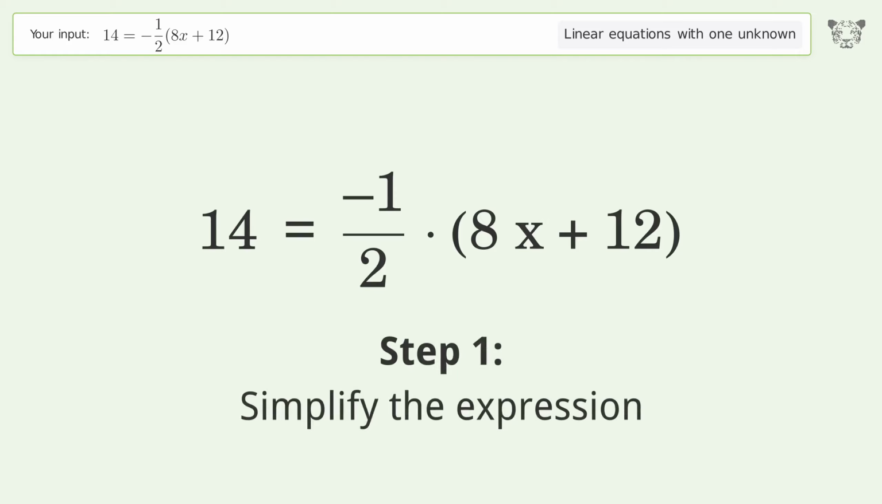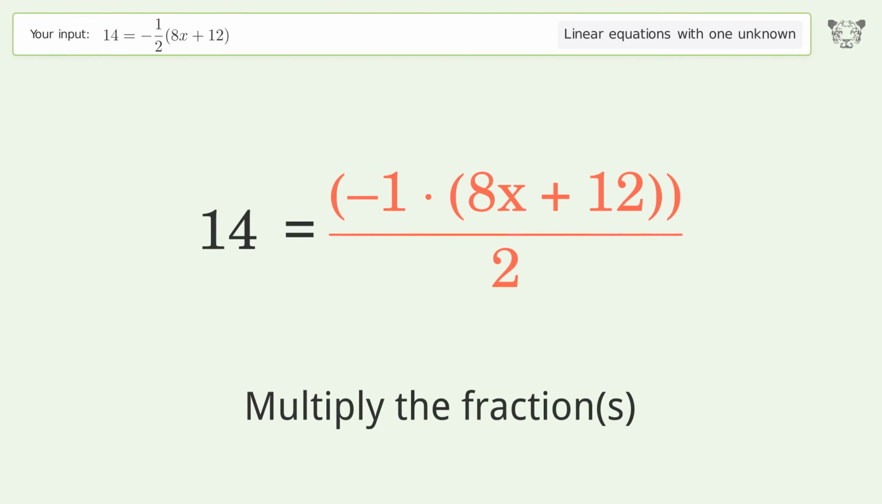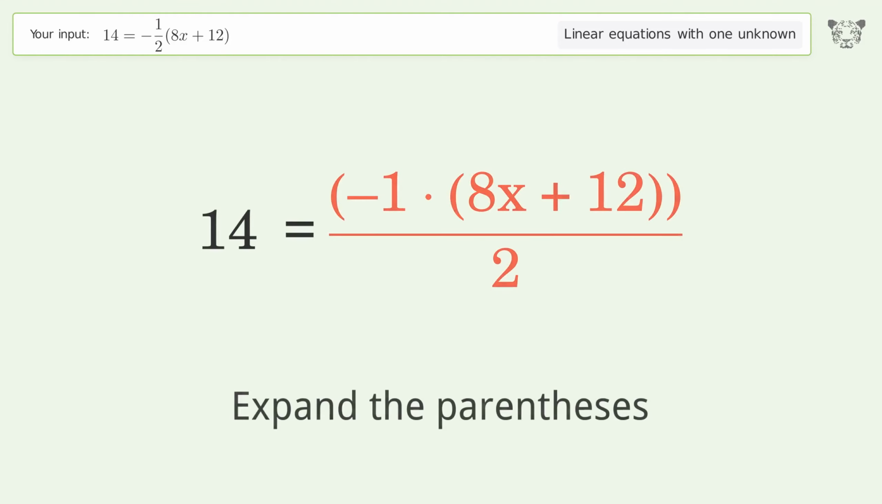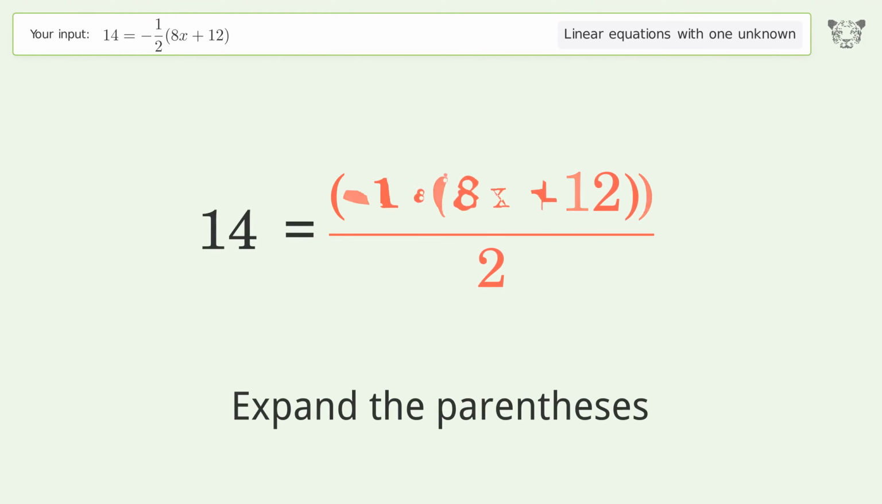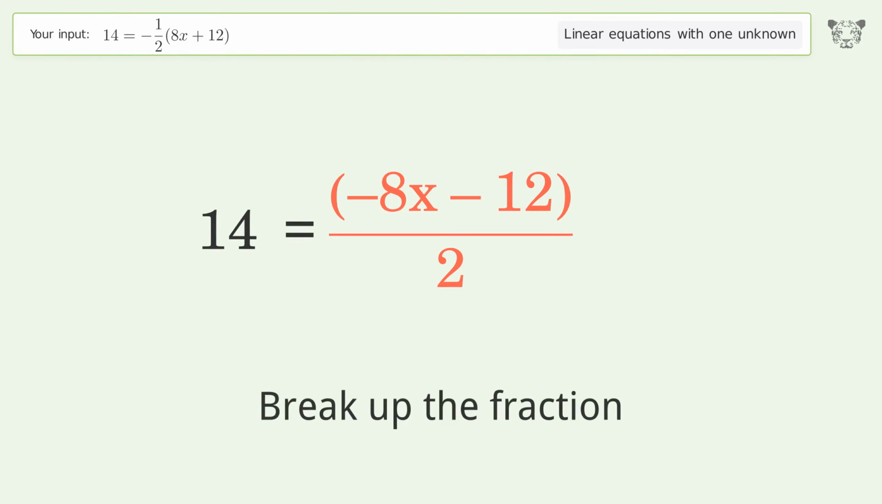Simplify the expression. Multiply the fractions. Expand the parentheses. Break up the fraction.